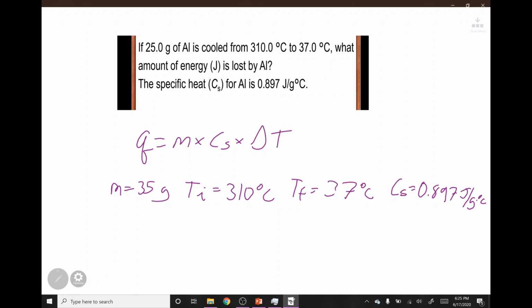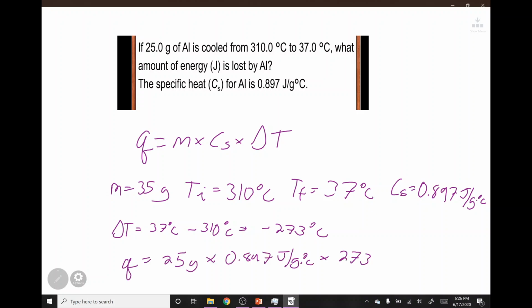Delta T will be equal to 37 degrees C minus 310 degrees C, so that gives us minus 273 degrees C. So our Q will be equal to 25 grams times 0.897 joules per gram degrees C times our delta T, which we just said was minus 273 degrees C.